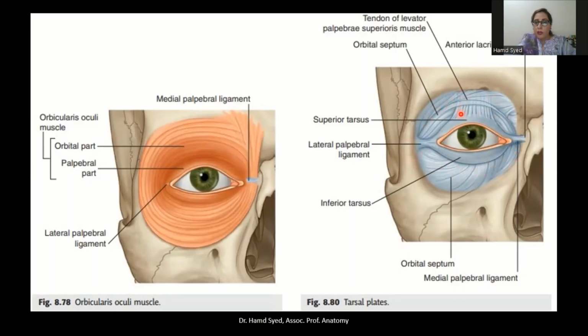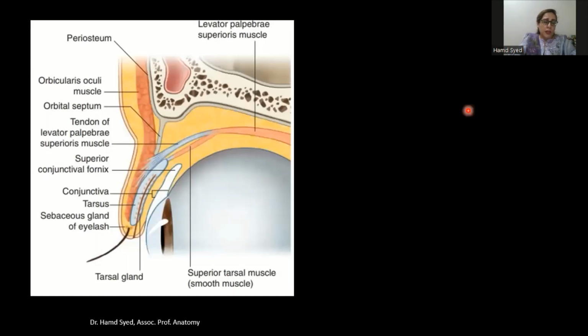You can see over here, this is the tendon of levator palpebrae superioris muscle, which was present for the upper eyelid. This diagram is showing us the section in the sagittal plane, so we can get a profile view. And in the side profile of the upper eyelid over here, you can see the muscle, which is orbicularis oculi, and this is its orbital part, and here is now its palpebral part.